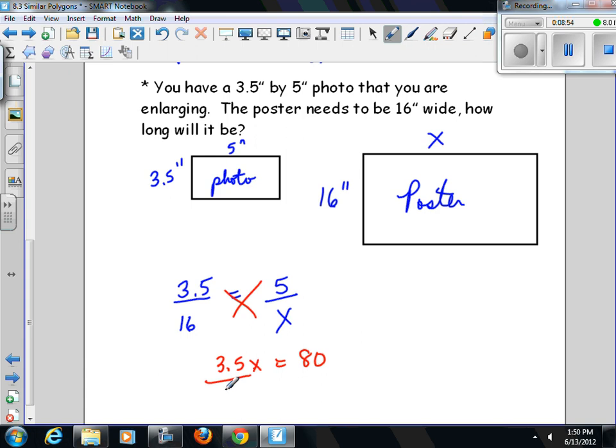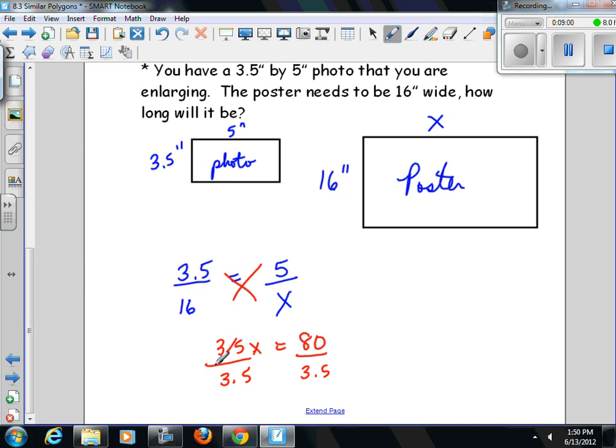Now we want to get x alone, so we're going to divide everything by 3.5. The 3.5s will cancel, and you get 80 divided by 3.5, which gives you 22 point, let's round it to the nearest tenth in this case, 22.9 inches. So the length of the poster is 22.9 inches.